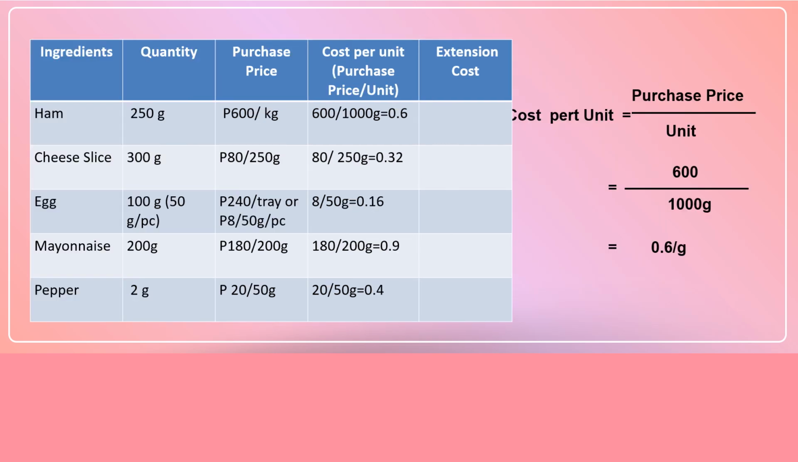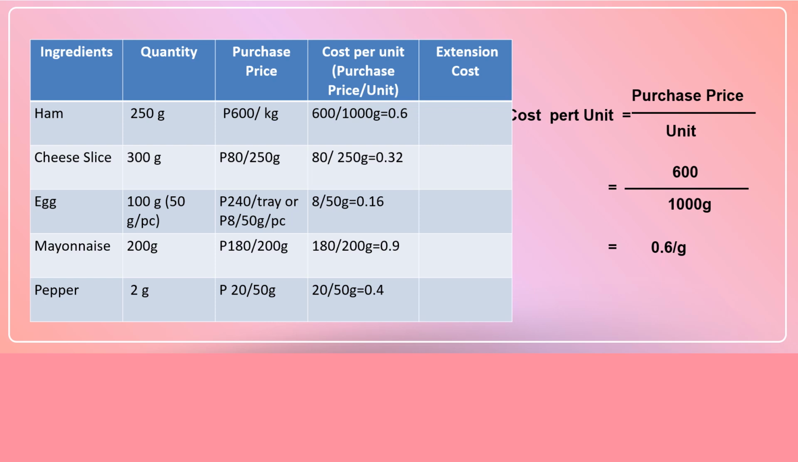Now, let us compute the cost per unit. To compute the cost per unit, you have to divide the purchase price by the unit cost. Example, for the ham, the quantity is 250 and the purchase price is 600 per kilogram. So 600 divided by 1000 is equal to 0.6. For the cheese slice, 80 divided by 250 is equal to 0.32.